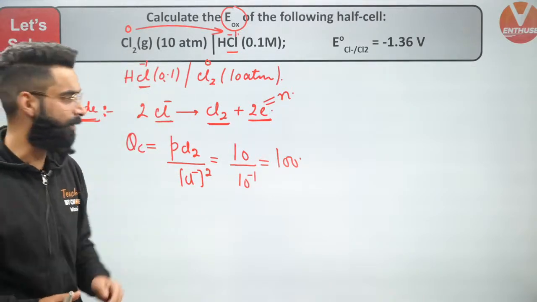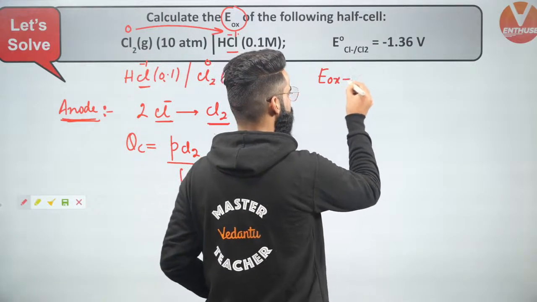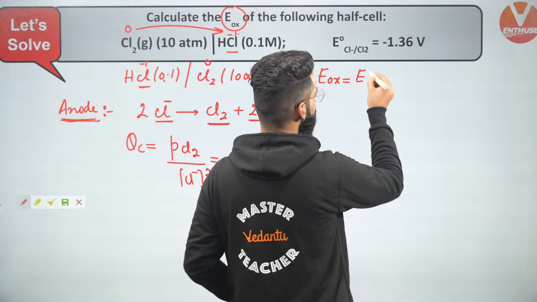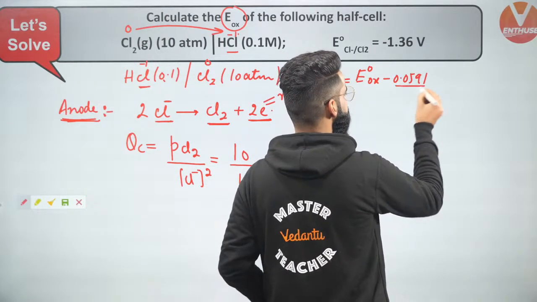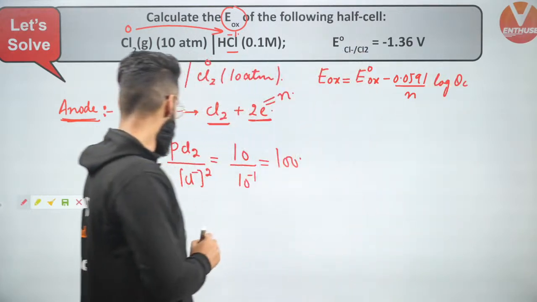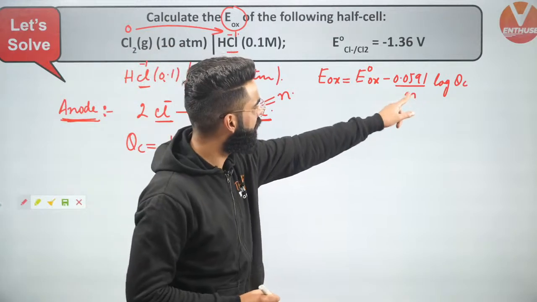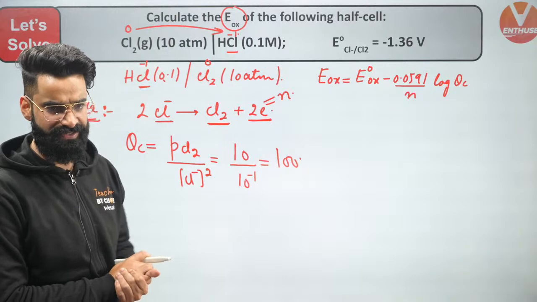Now, in order to calculate the oxidation potential, as per Nernst equation, I should be using this equation. It's going to be E naught of oxidation minus 0.0591 divided by N, and it's going to be log of QC right here. So people, I got the value of QC, I got the value of N. I should know the value of standard oxidation potential right here.